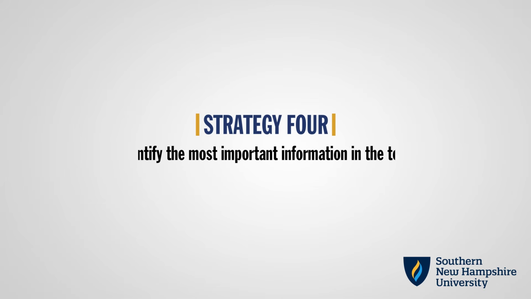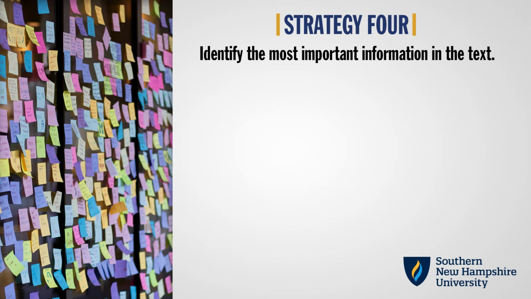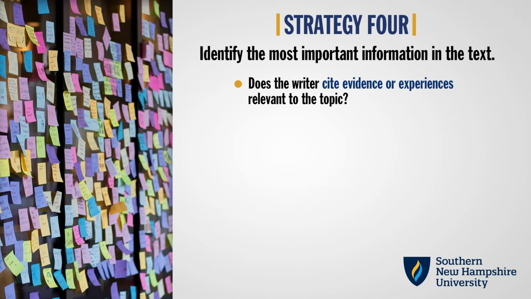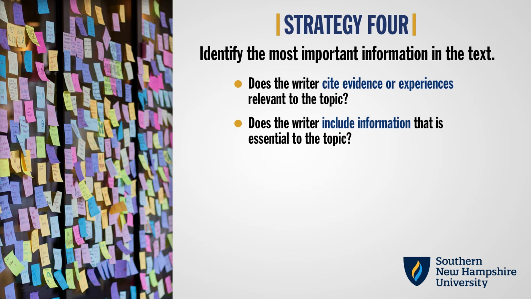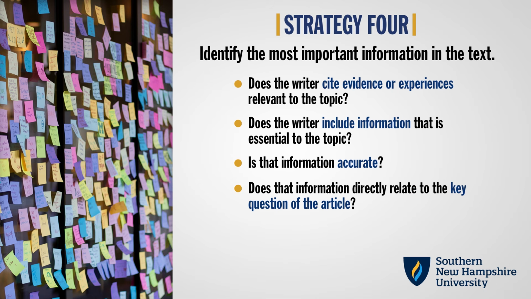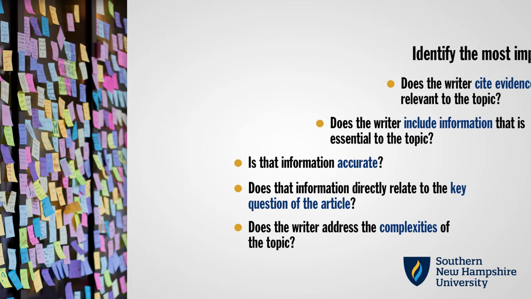Another strategy is to identify the most important information in the text. A way to do this is to ask, does the writer cite evidence or experiences relevant to the topic? Does the writer include information that is essential to the topic? Is that information accurate? Does that information directly relate to the key question of the article? Does the writer address the complexities of the topic?